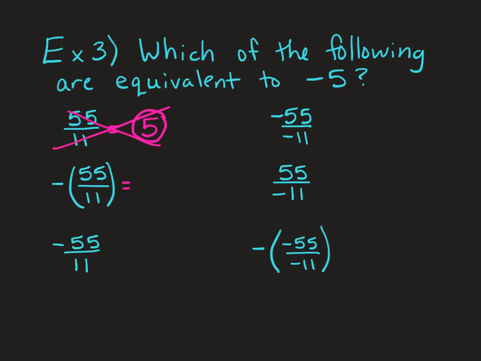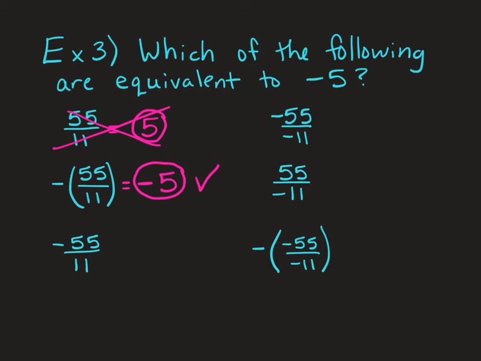Then we have a negative outside of parenthesis, so I'm going to keep it outside this group. And positive 55 divided by positive 11 is positive 5. But I keep the negative because there was a negative outside the parenthesis. So is this equivalent to negative 5? Yes.